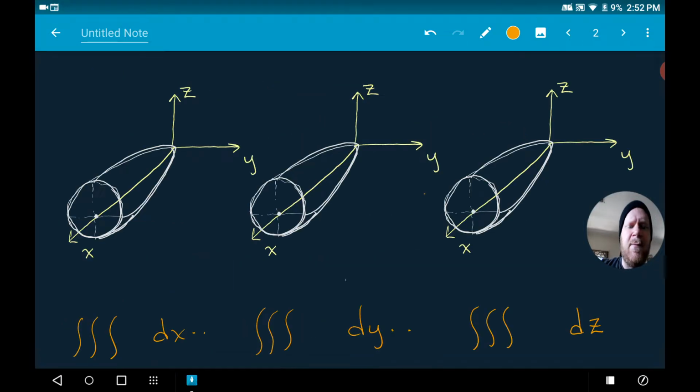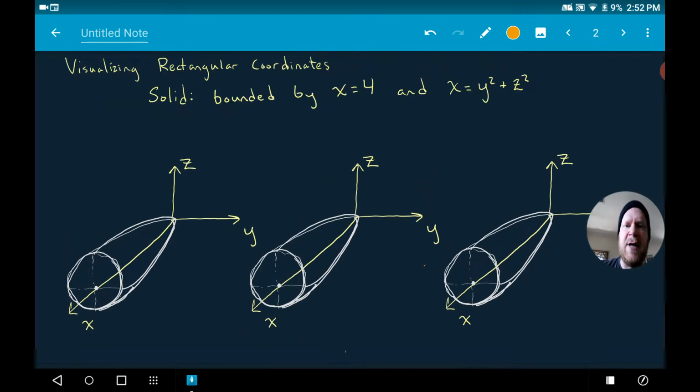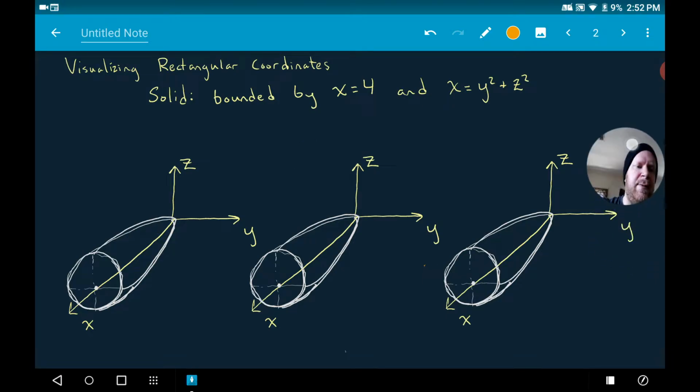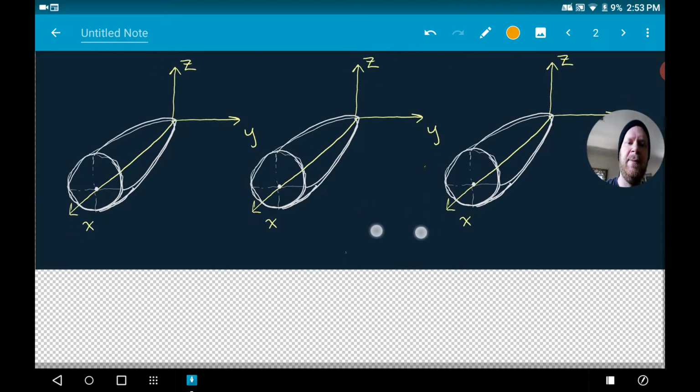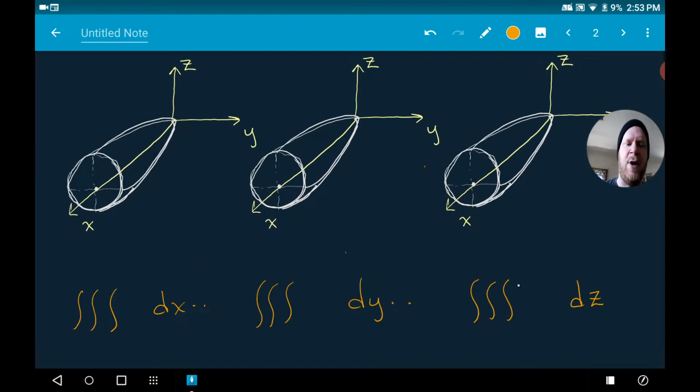Okay. For the next one, somebody just asked in general about visualizing setting up triple integrals in rectangular coordinates. And this is also a video about how to pick the best order to integrate first. And so I've got the same solid here. I'm going to try integrating with respect to x first, and then y first, and then z first. So this is the most interior integral.